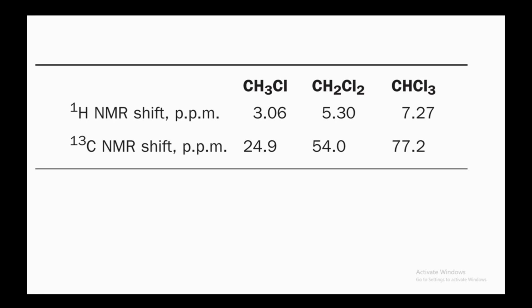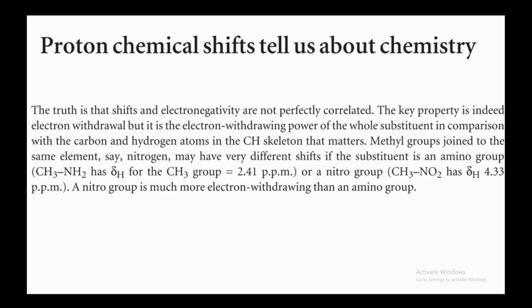So as you add more electronegative atoms, the ppm value changes, and the more electronegative atoms, the higher the ppm value. If you look at C13 NMR spectroscopy, a similar trend is observed. When we have 1 chlorine, the signal appears at 24.9. With 2 chlorine atoms, the signal appears at 54.0, and with 3 chlorines, it appears at 77.2. So clearly there is a huge impact of electronegativity on the chemical shift.